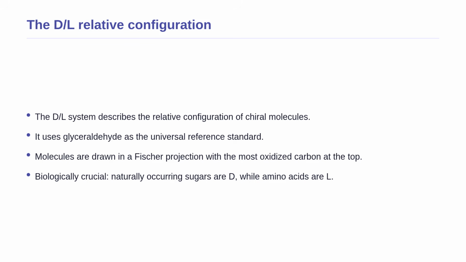We draw the molecule in a Fischer projection, placing the most oxidized carbon at the top. Then we look at the bottommost chiral center. If the main functional group points to the right, it is D. If it points to the left, it is L. This might seem old-fashioned, but it is still the absolute standard in biology. Your body only uses D sugars and L amino acids.